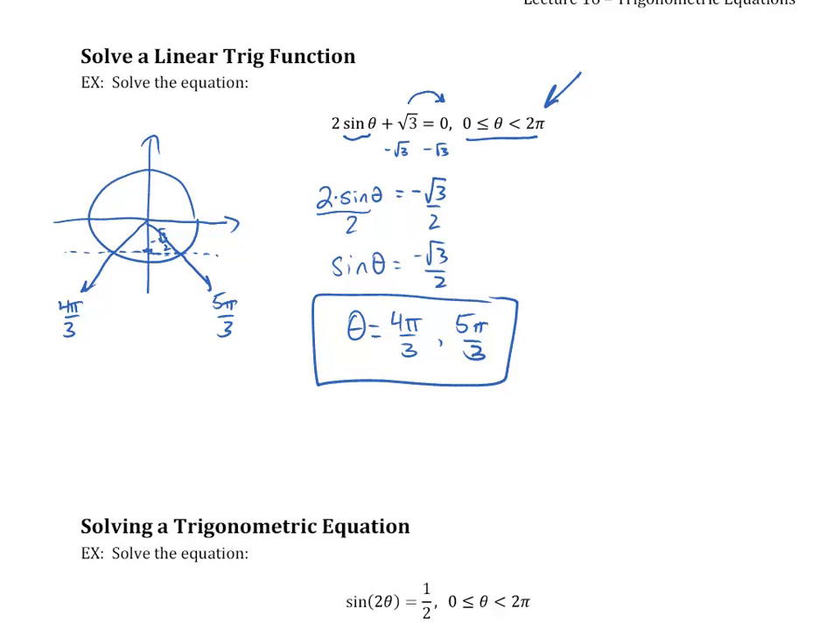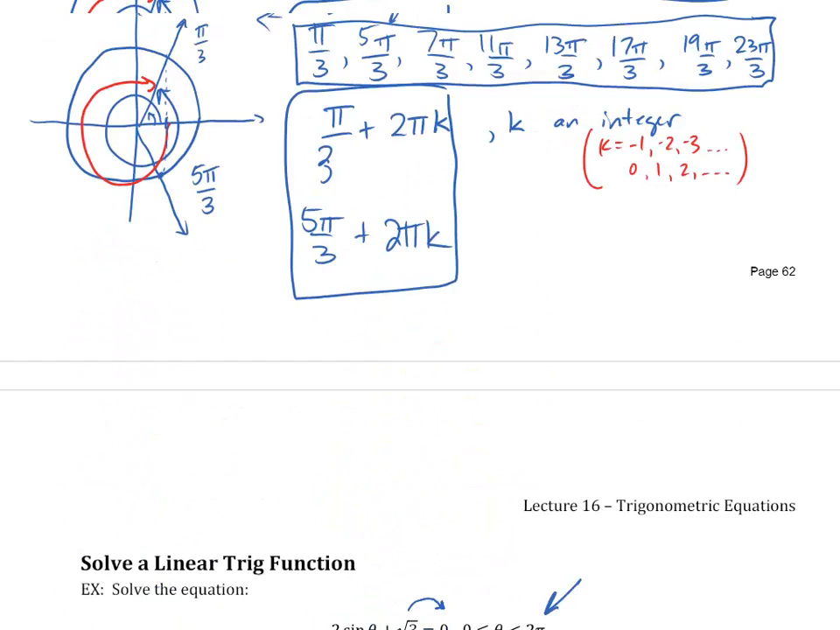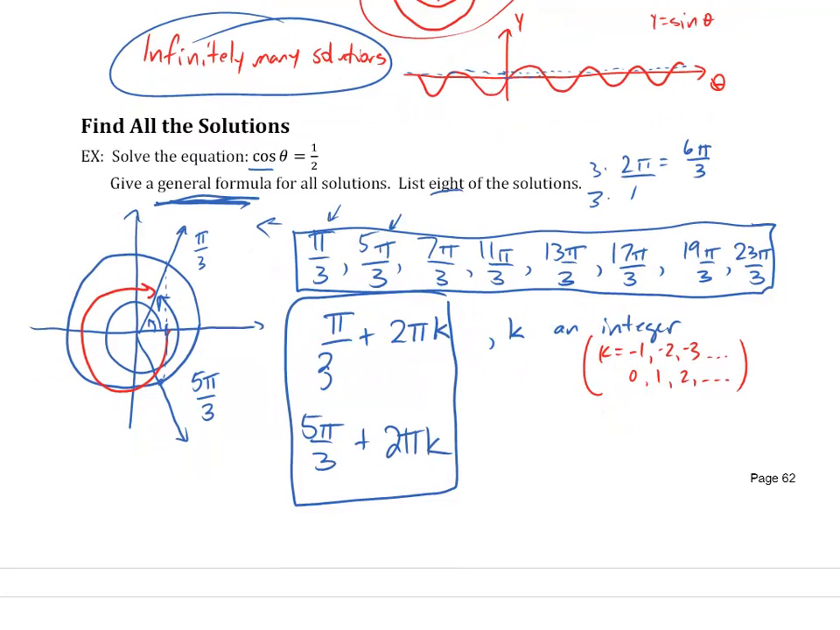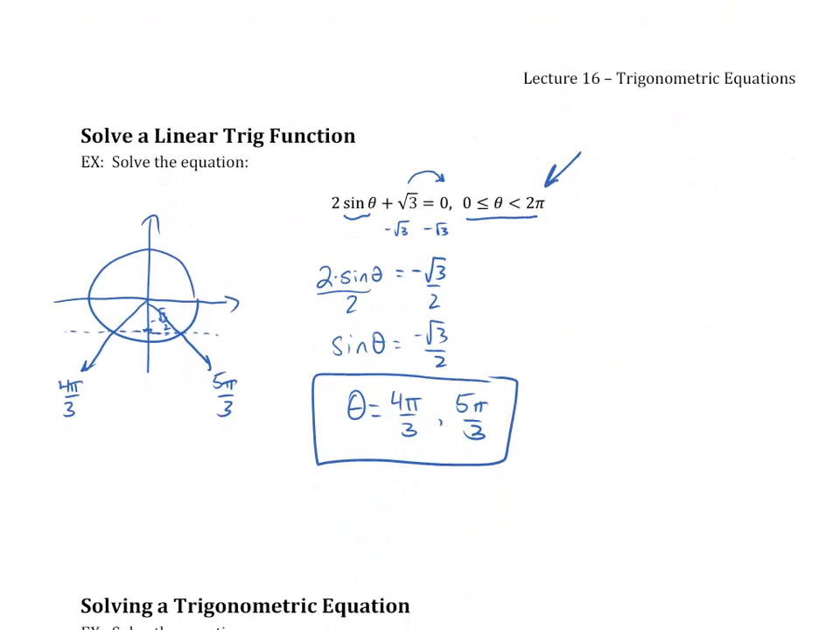So be careful to pay attention to where you want the solution to be provided. Do you need a general formula like we had up here on this previous example, or do we just need all the answers from 0 to 2 pi? In that case, we don't have to include the plus 2 pi k to get additional solutions.